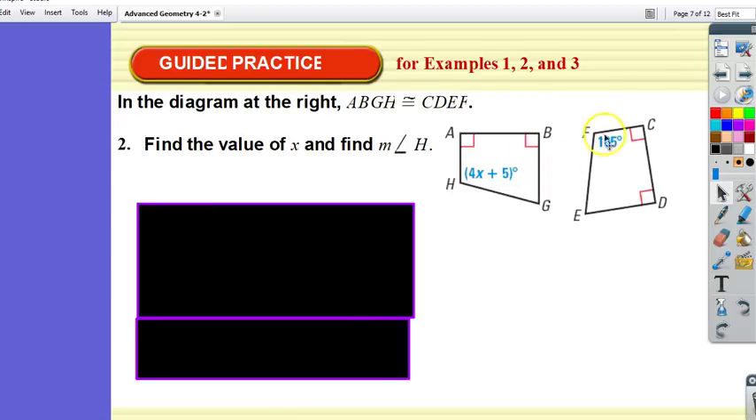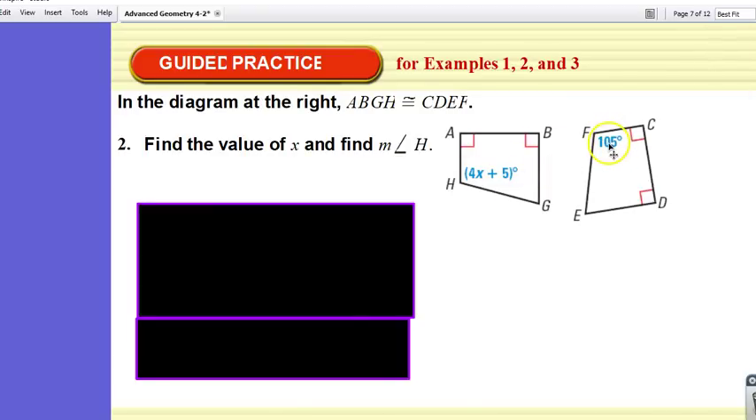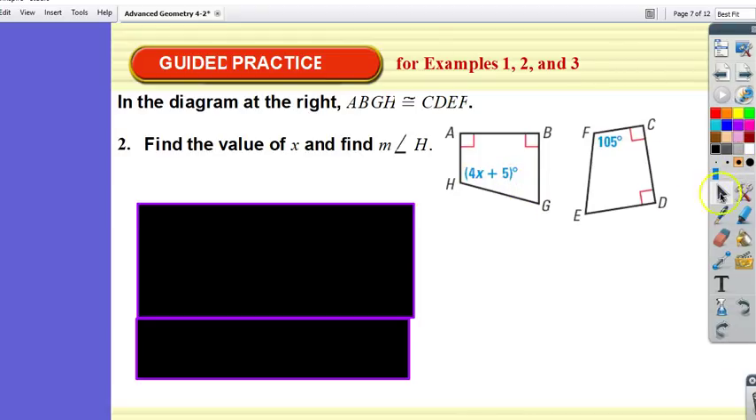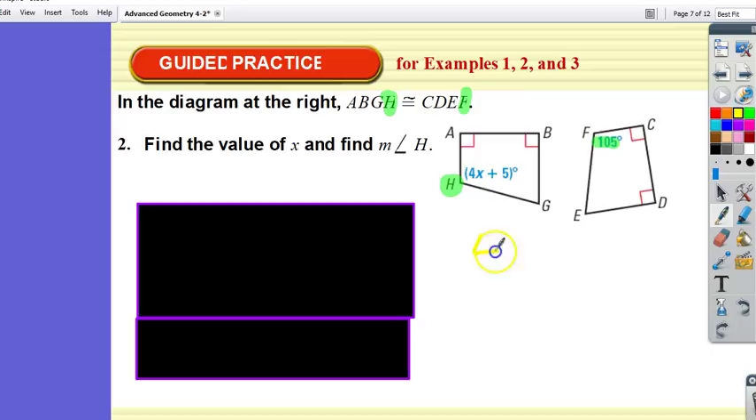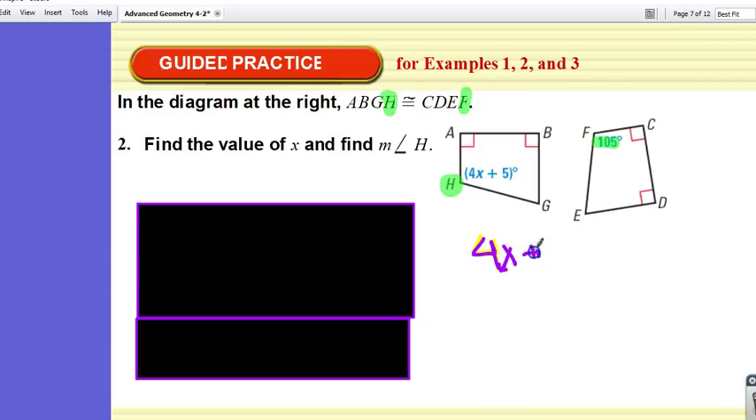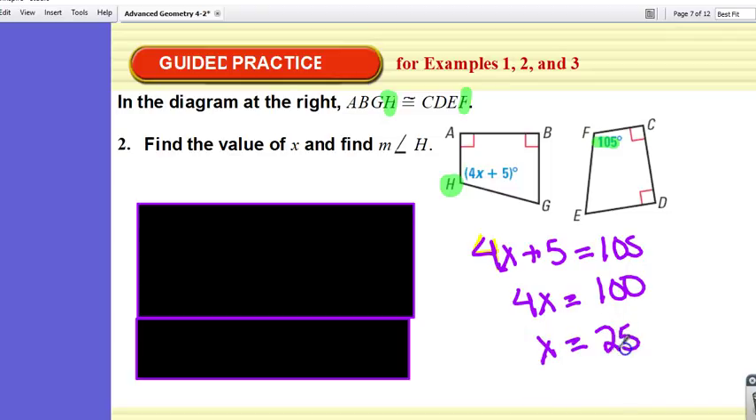But they also do have some stuff identified, and they want us to solve for x. All right, so what is x? Well, angle H goes with F, 105. So, if 4x plus 5 equals 105, subtract 5 from both sides, 4x equals 100, so x must be 25, right? Divide by 4 on both sides, you get x is 25.